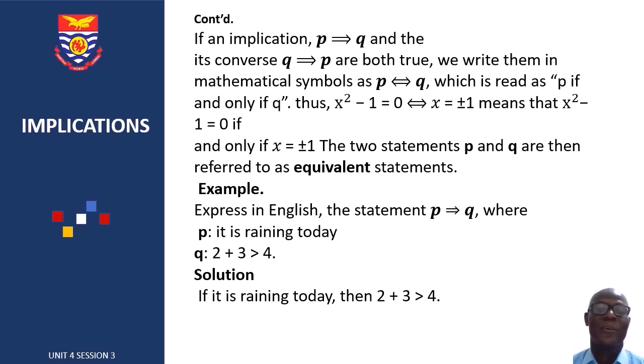Example. Expressed in English, the statement P implies Q, where P, that is the statement P, it is raining today, and the statement Q, 2 plus 3 is greater than 4. Now, using the implication, if then, the statement becomes, if it is raining today, then 2 plus 3 is greater than 4.